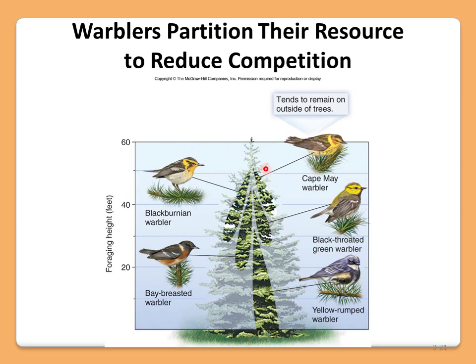but one's more toward the outside of the tree getting the seeds. One tends to live more toward the inside of the trees getting seeds and building its nest. And then there's the yellow-rumped warbler, which will occupy more toward the bottom of the tree. So each of these warblers has developed a different place in the tree where it lives and does much of its day-to-day activities, and this reduces competition between all the warblers.